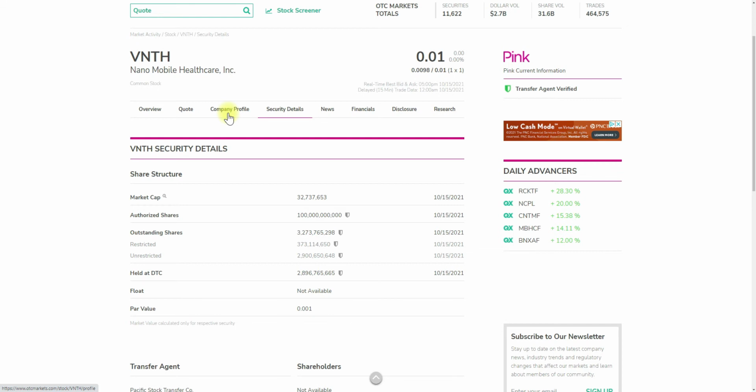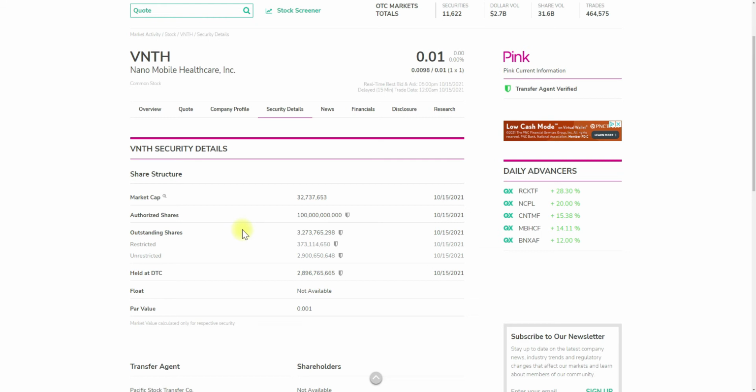Okay, so we have our market cap. Market cap is calculated only for this class of securities. So market cap is your price times the outstanding shares, and that makes up your market cap.